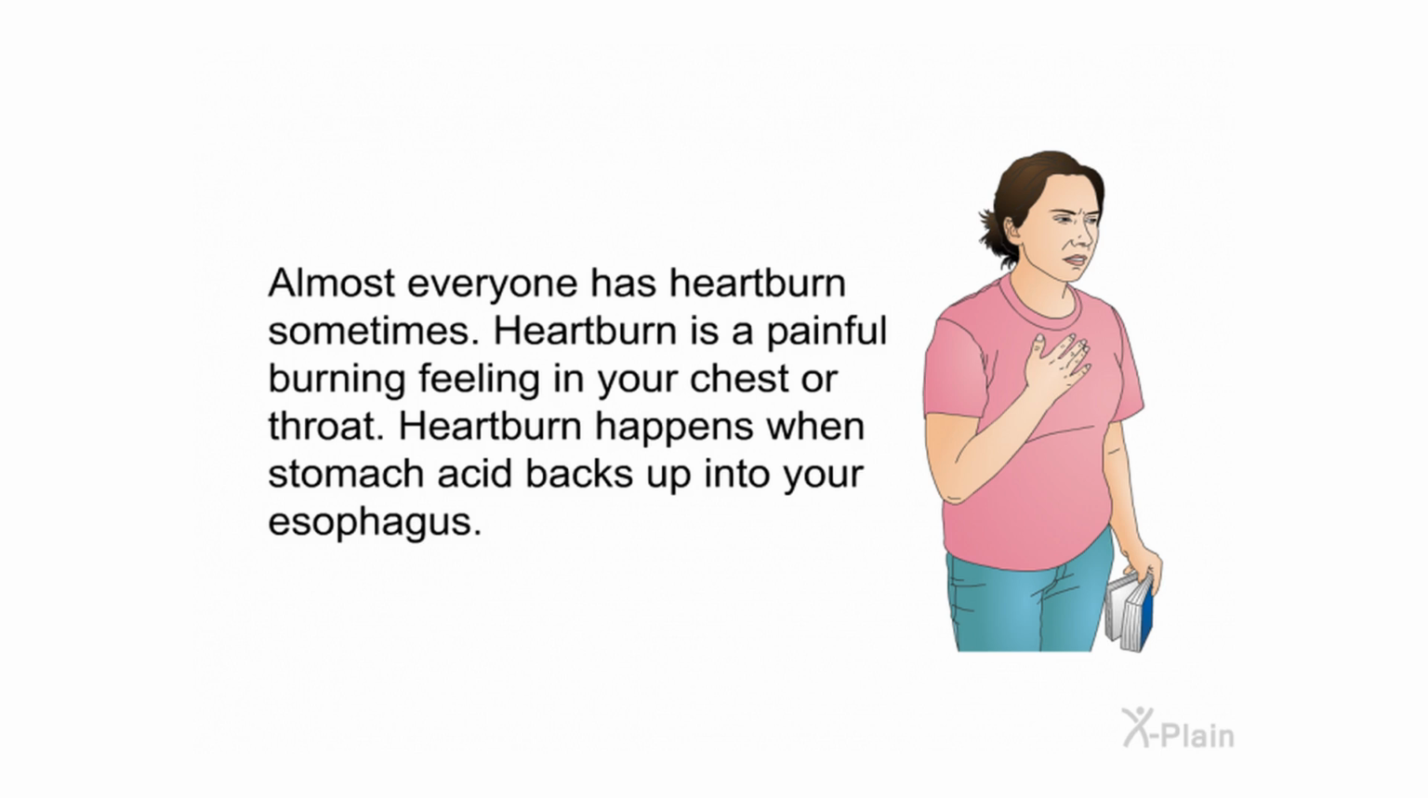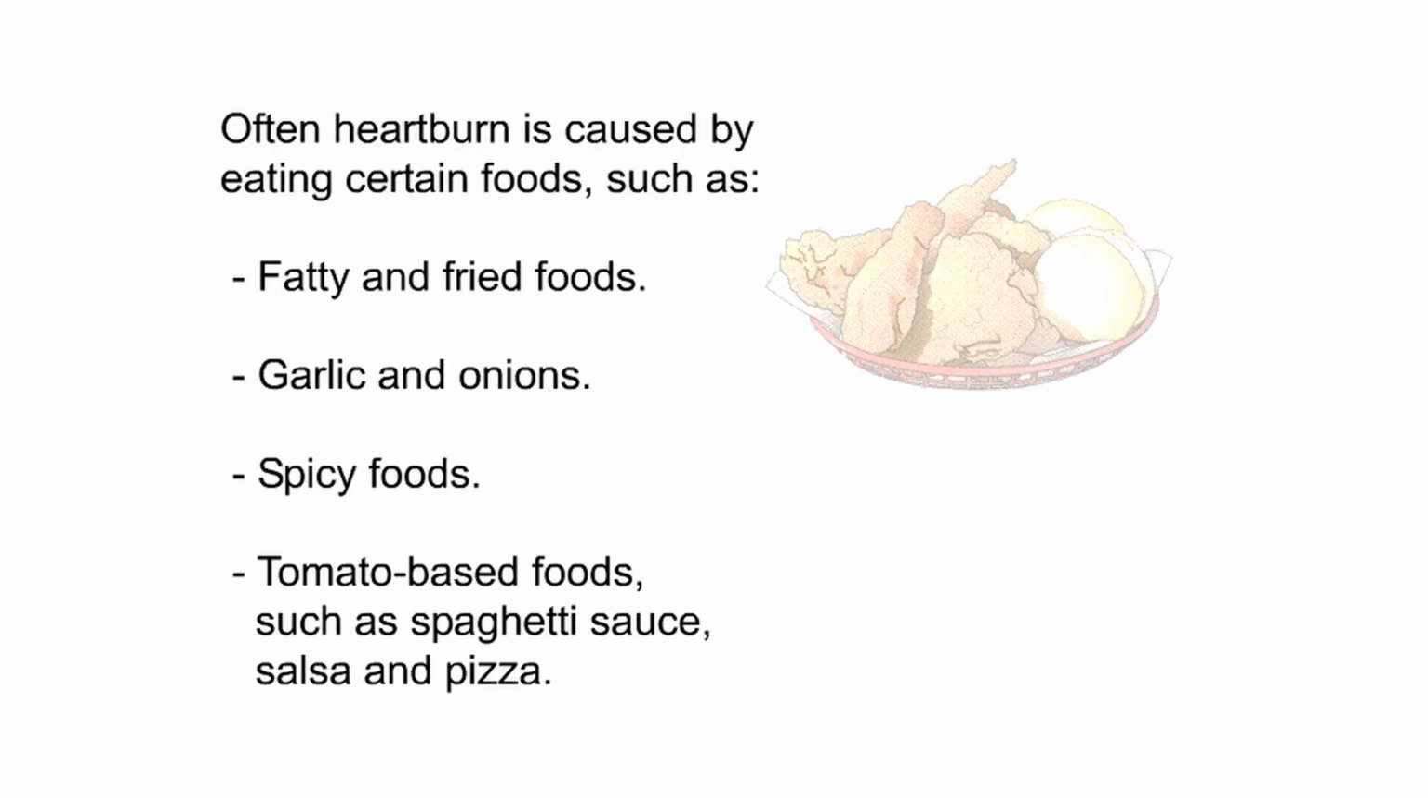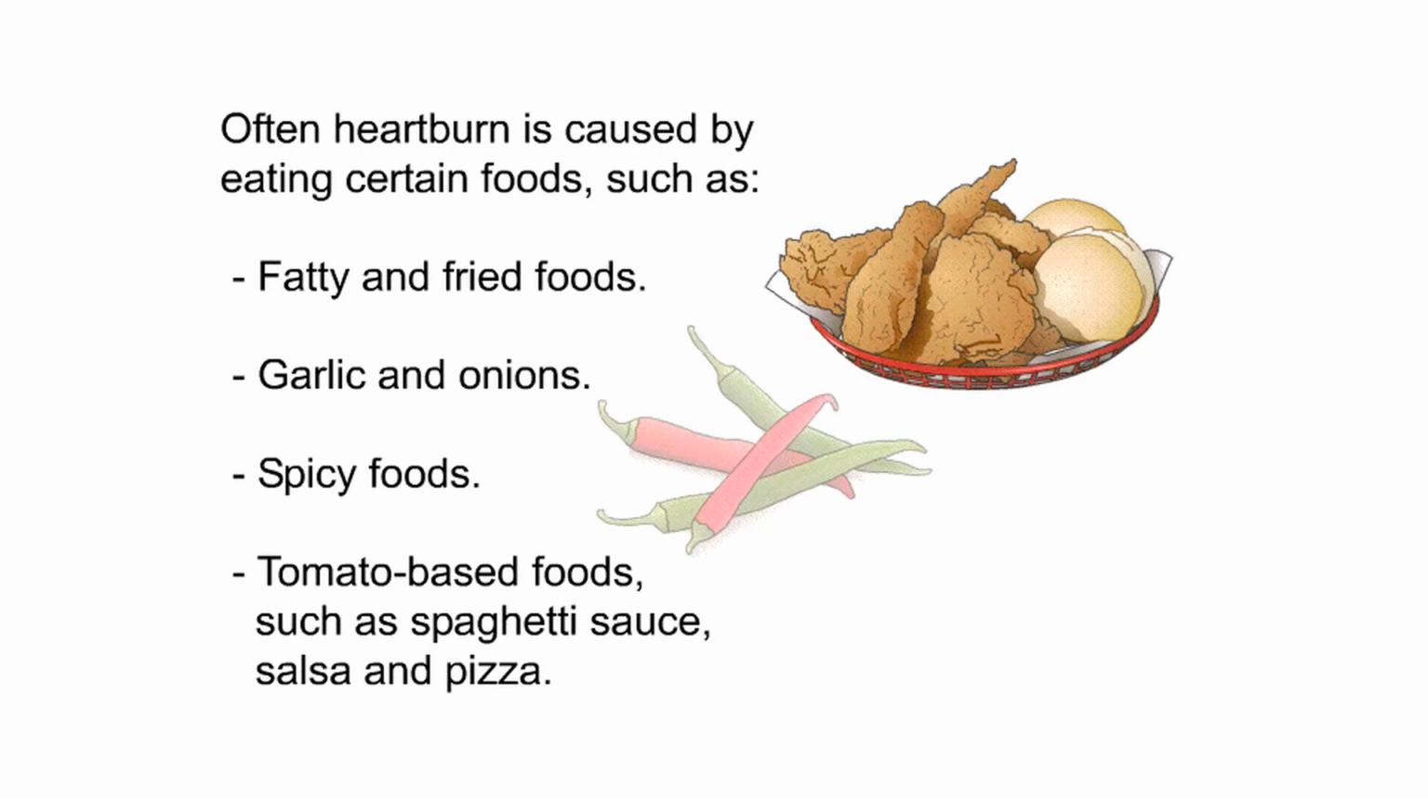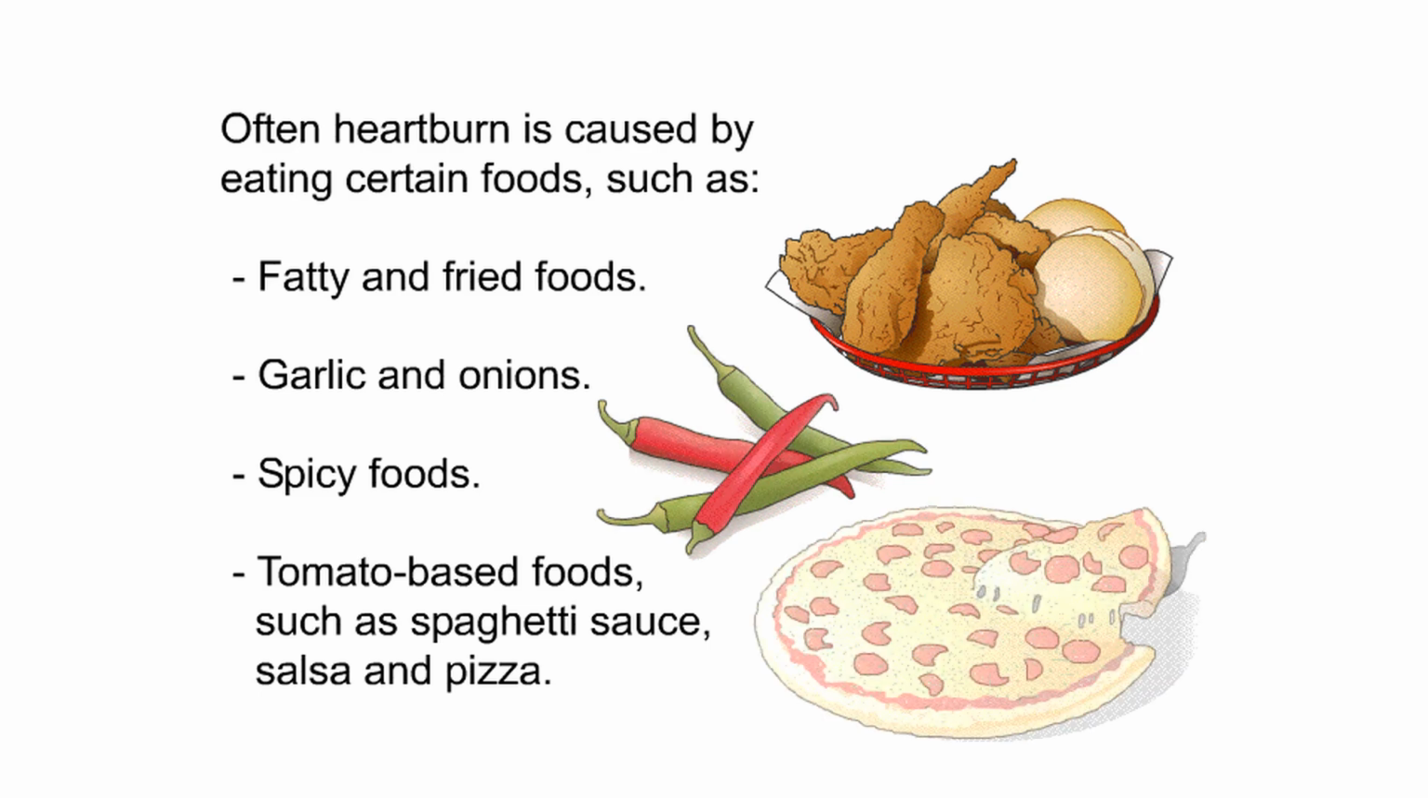Heartburn and GERD. Almost everyone has heartburn sometimes. Heartburn is a painful burning feeling in your chest or throat. Heartburn happens when stomach acid backs up into your esophagus. Often heartburn is caused by eating certain foods, such as fatty and fried foods, garlic and onions, spicy foods, tomato-based foods such as spaghetti sauce, salsa, and pizza.